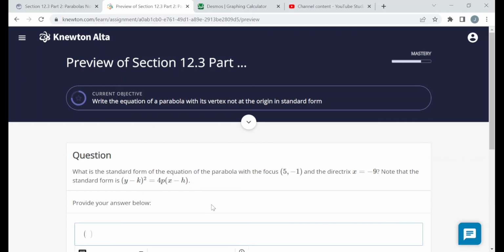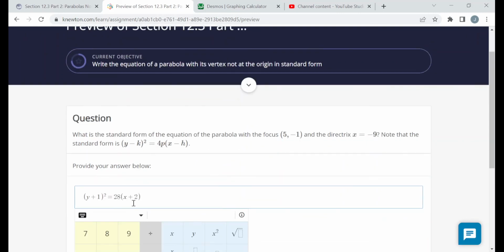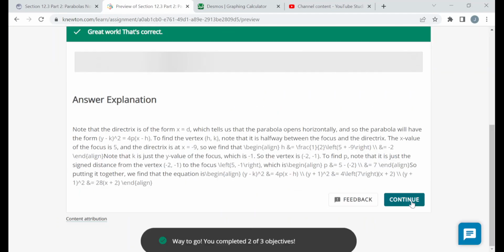So again, we have h is -2, k is -1, so y plus 1 squared equals some number, and p is 7. 4 times 7 is 28, times x minus -2, or x plus 2. There we go. y plus 1 squared equals 28 times x plus 2. This should be an equation for the parabola with this focus and this directrix. Great.